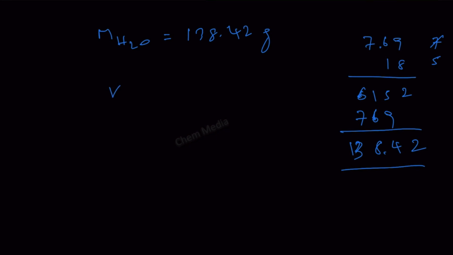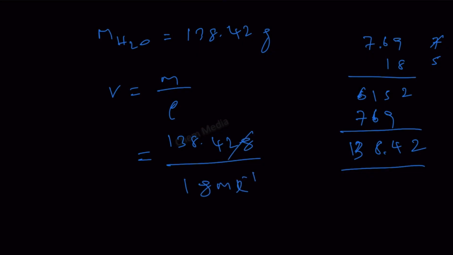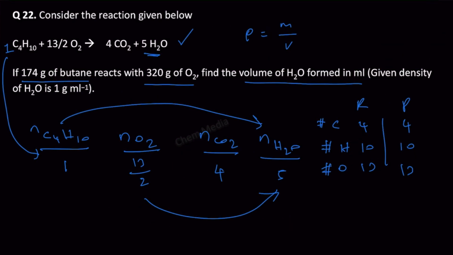Now volume is equal to mass divided by density. So therefore 138.42 gram divided by density, which is given as 1 gram per milliliter. So therefore gram we can cancel. So it would be 138.42 milliliter volume. So if we want the nearest number, then volume is approximately 138 milliliter. That's the correct answer.